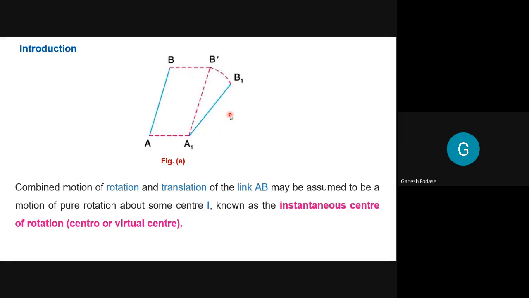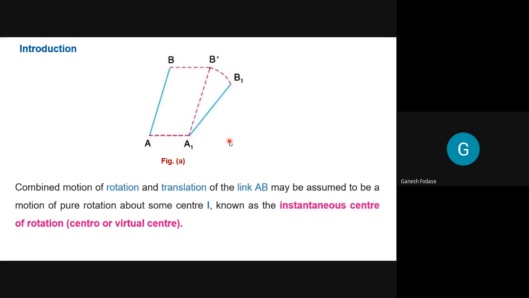I repeat, if you assume that body to have a pure rotational motion about some center, let's say I, then that center, which is an imaginary center, is known as the instantaneous center of rotation. So the center of rotation might be clear because it assumes that the body is having rotation about the center. But why is it called instantaneous? Because let's say at that instant, the center of rotation is I.